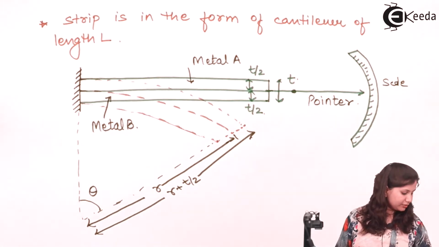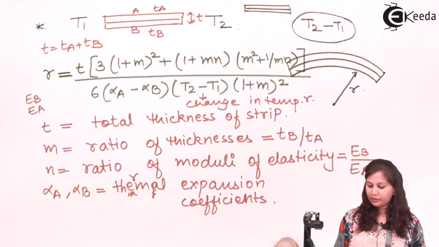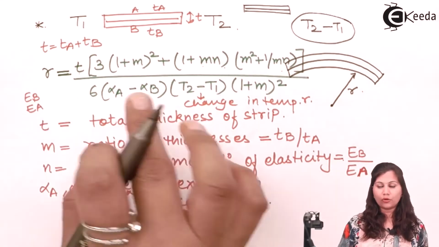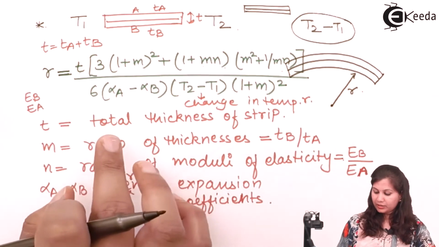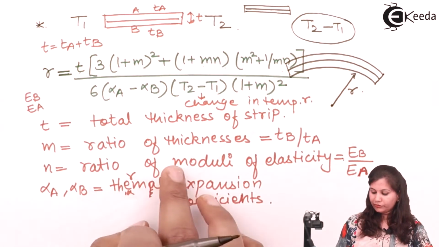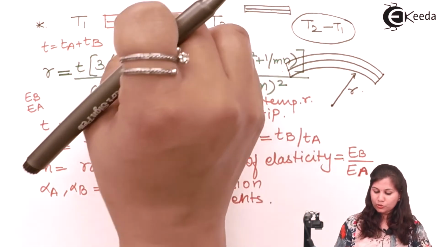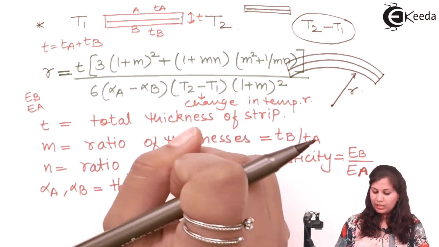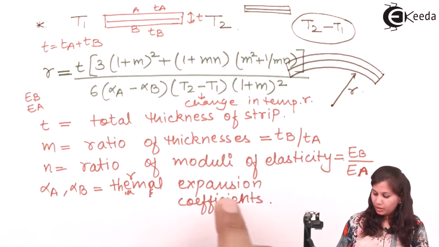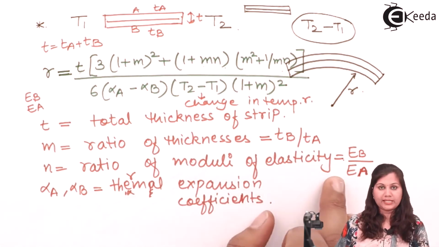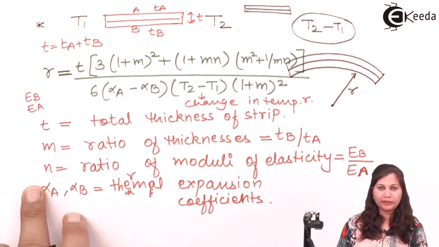Now if we consider the earlier case where we find out the radius of the circular arc here. In this case, if we take the thickness of these two metals as equal, and if we also take their moduli of elasticity as equal, then these two ratios m and n will be 1.